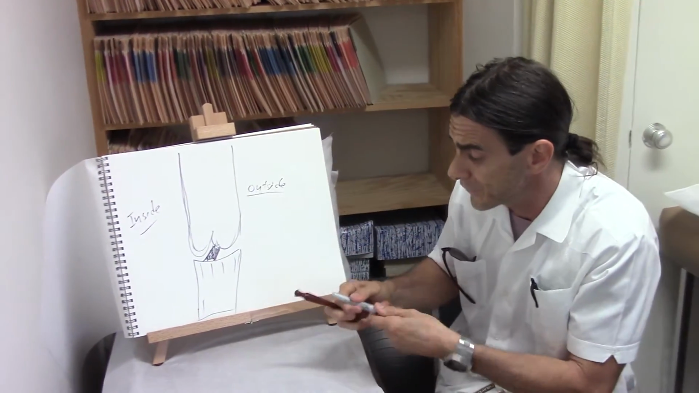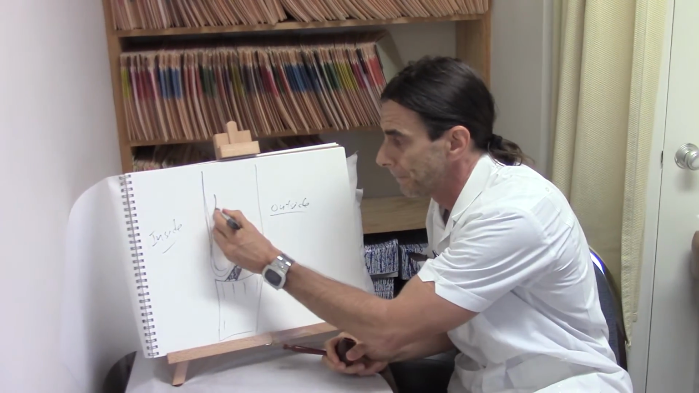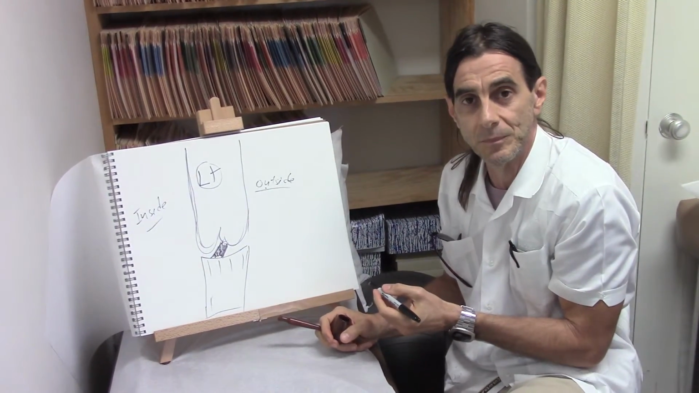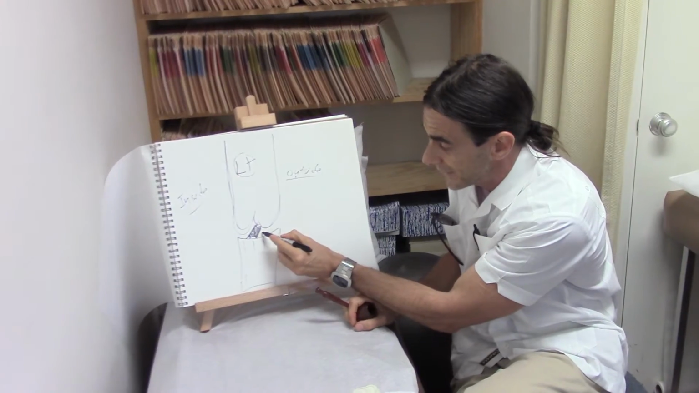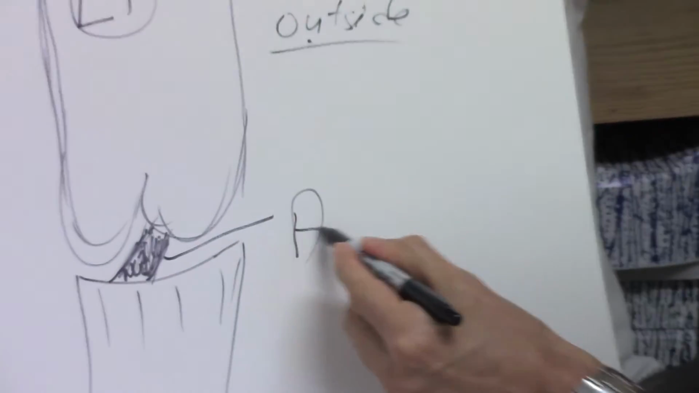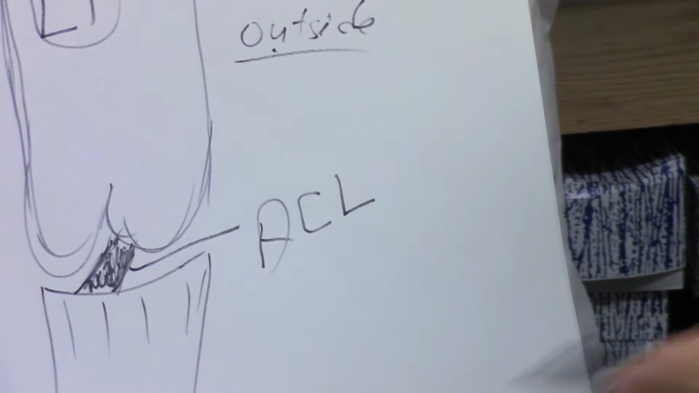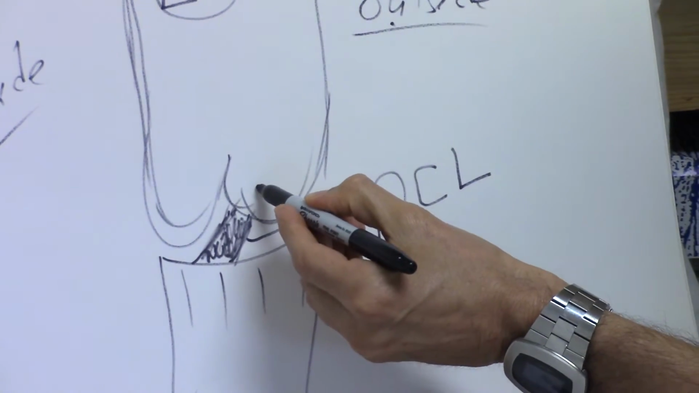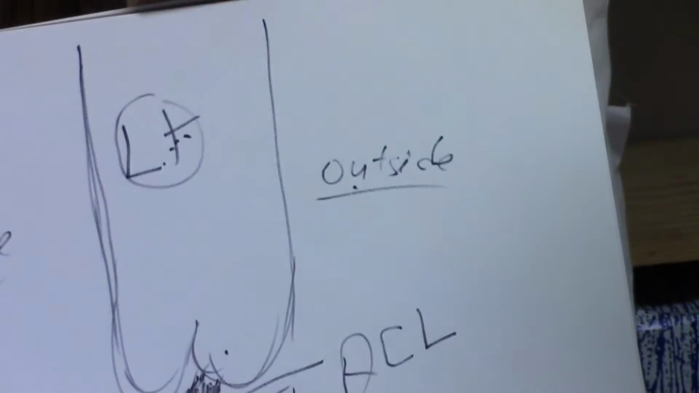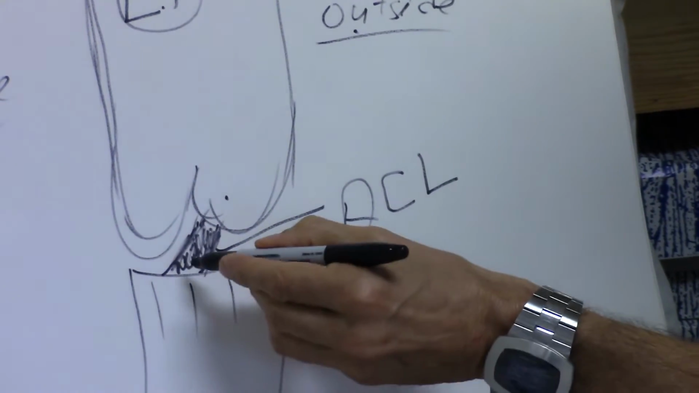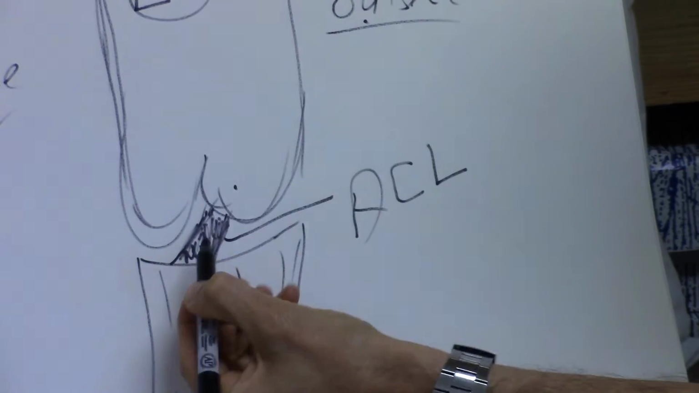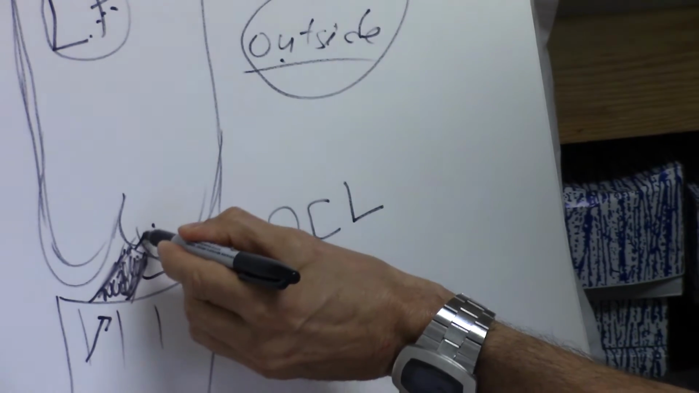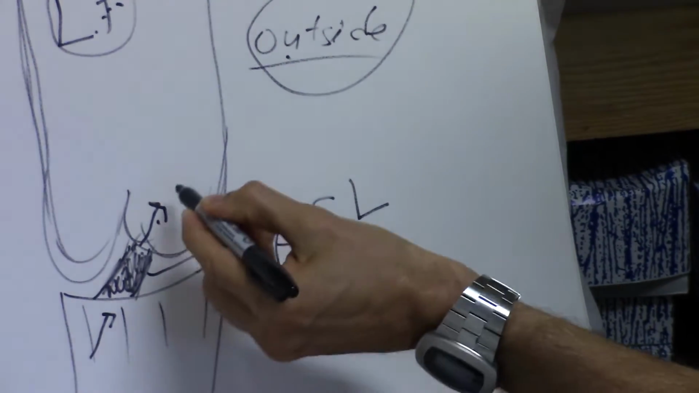Now, this diagram right here is of the left knee. This is the inside. This is the outside of the knee. This is the anterior cruciate ligament. You can see its orientation. It comes from the inside to the outside of the joint. Remember, this is the left knee. So the orientation of the ACL is angled upward, going towards the outside. You can see how the angle is. It goes from inside to outside.